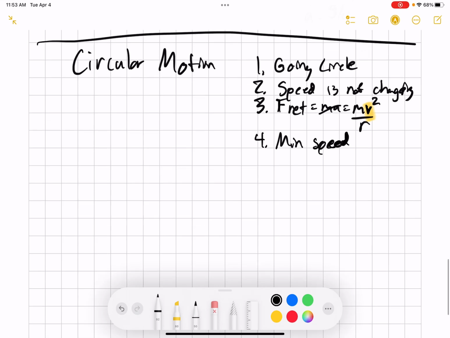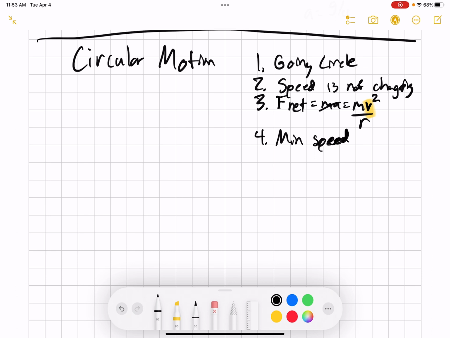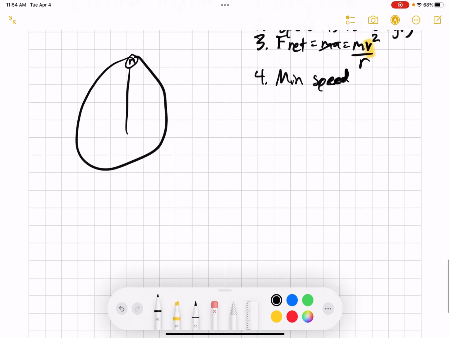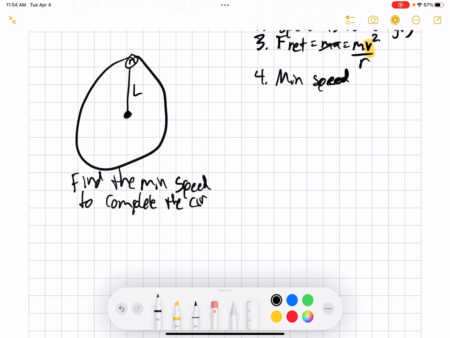Now, circular motion, let's go ahead and look at an example problem. So we have a ball of mass m going around in a circle. The length of the string here to the middle is going to be L, and it says find the min speed to complete the circle. Now this is a vertical circle, not a horizontal circle.